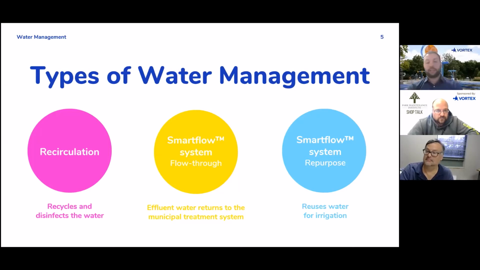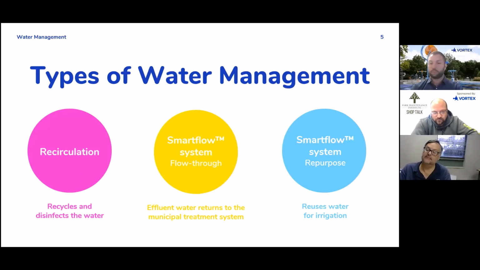So not just Vortex, but in the Splashpad world in general, there are 3 typical types of water management solution options. We have recirculation system, or sometimes referred to as a water quality management system. I will just use the acronym WQMS. So in this presentation, if you hear me say WQMS, I'm referring to a recirculation system.